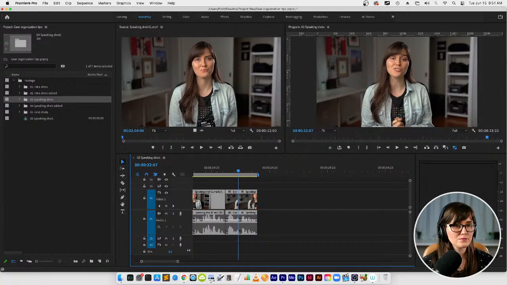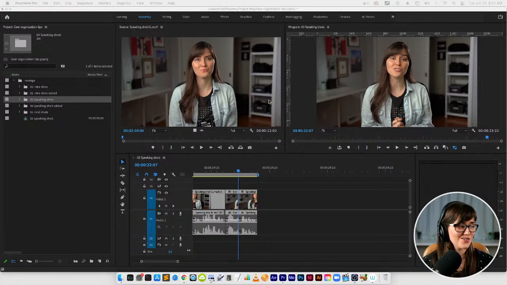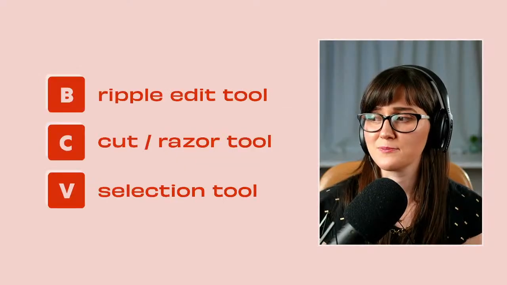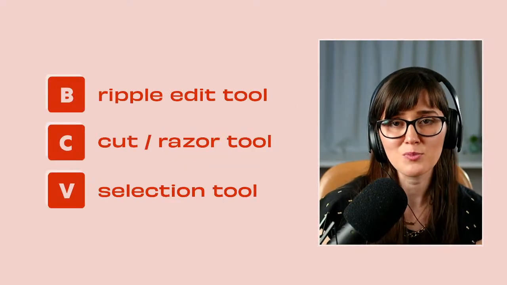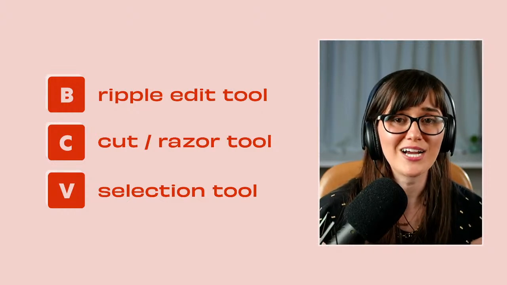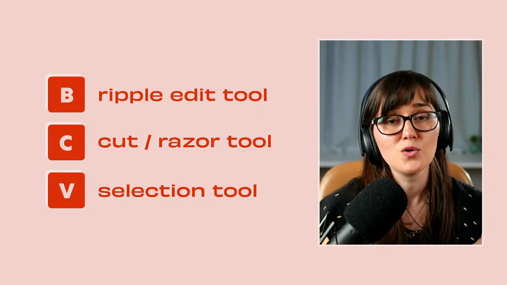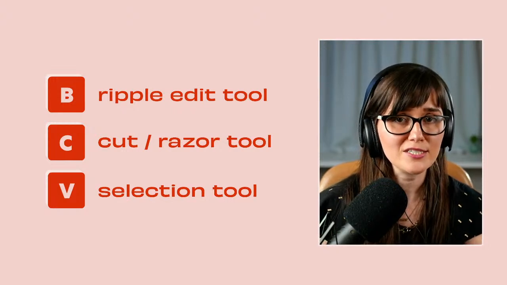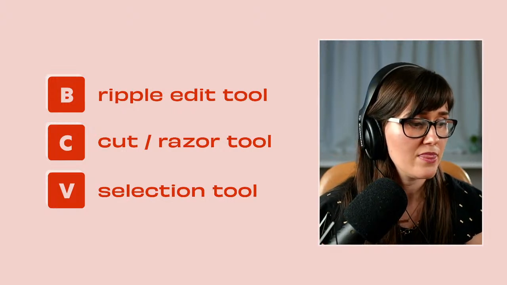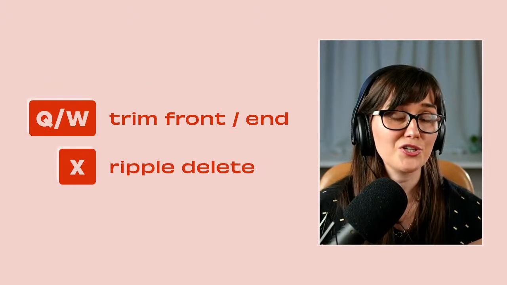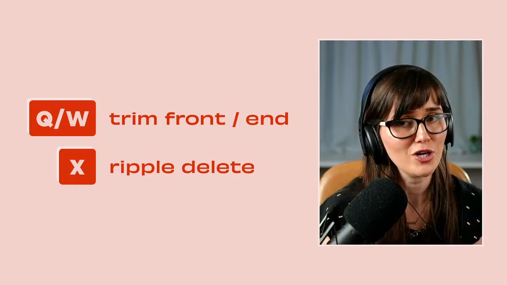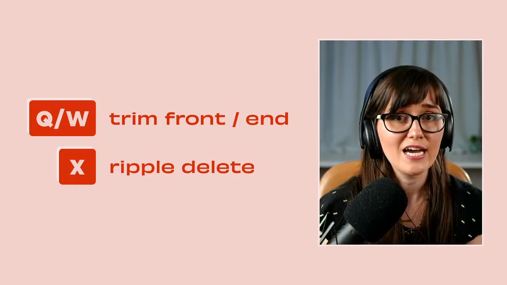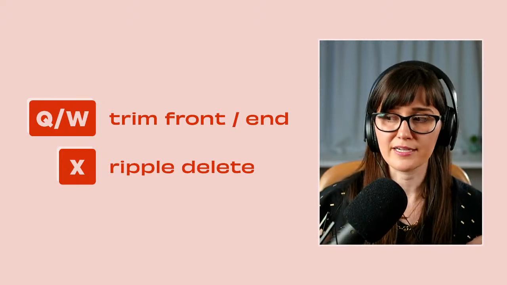All right, so let me figure out what I want to tell you next. Oh, okay. Well, we've covered a lot. And so why don't we just review these really fast? So B is going to put you in beast mode. That gets you the ripple edit tool so you can drag the ends of your clip in and out with no gaps. C for the cut or the razor tool. V to get back to your pointy selection tool. And then we've got Q and W, my favorite shortcuts, to trim the front and the end of a clip before and after the playhead. And then X to ripple delete a clip.